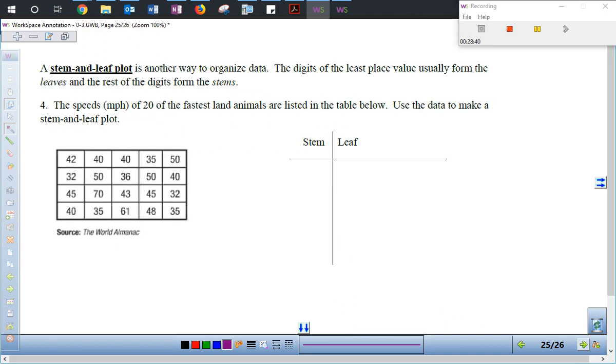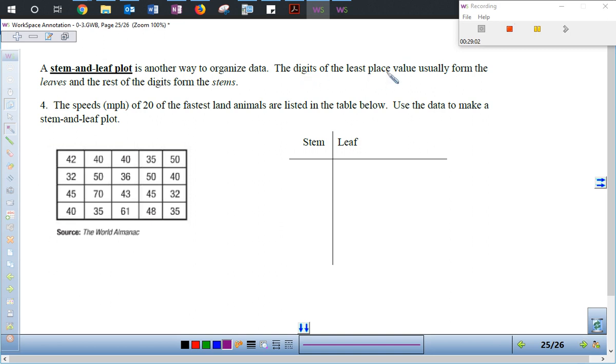Now, the next kind of graph that we're going to talk about is a stem and leaf plot. A stem and leaf plot is more of a way to organize data than it is a graph. It takes your information, helps you put it in numerical order, and splits it in a different way to read it. It's a more organized way.